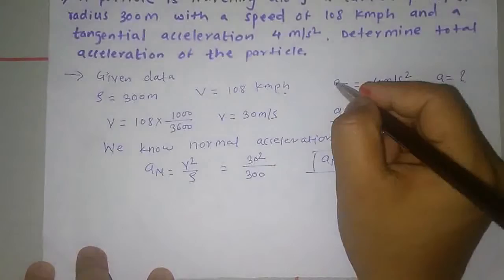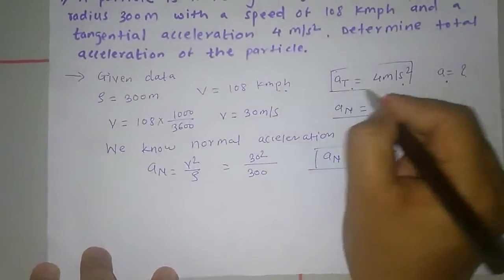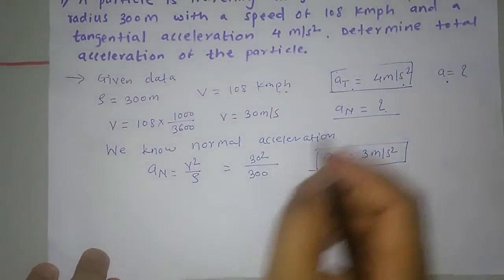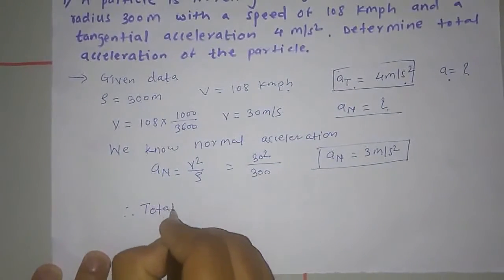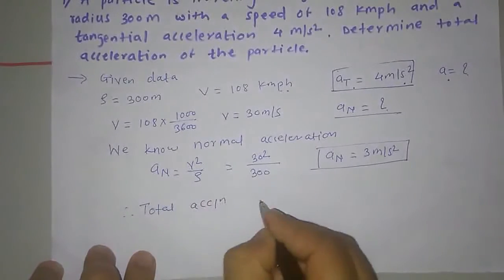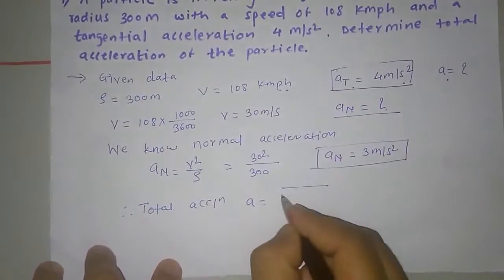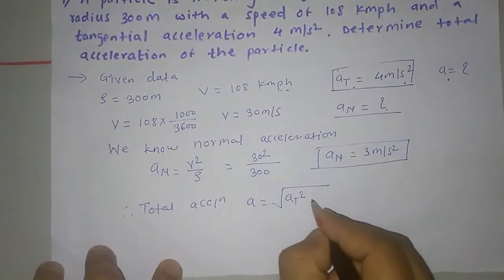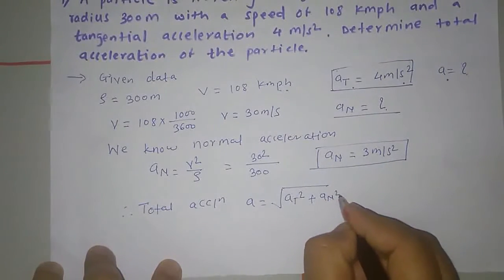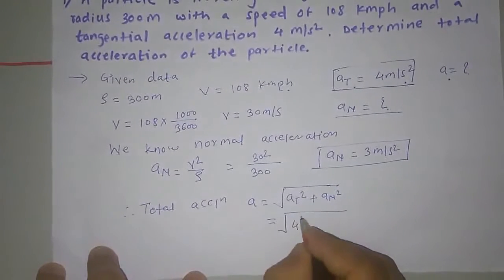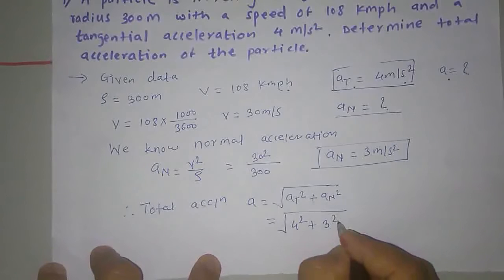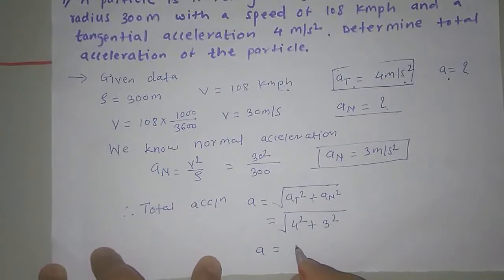So we got normal acceleration and tangential acceleration. So we will find the total acceleration. So total acceleration A is equal to, what is the formula? Square root of AT square plus AN square, which is equal to square root of 4 square plus 3 square. We will get the total acceleration 5 meter per second square.